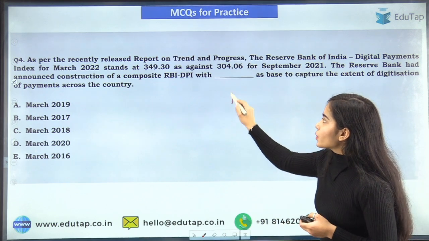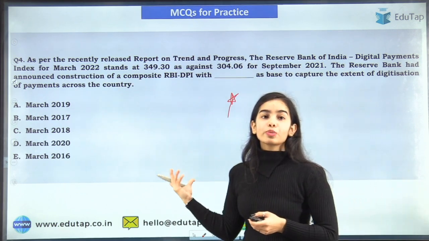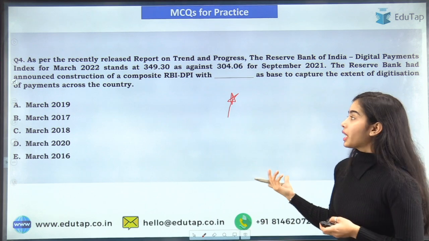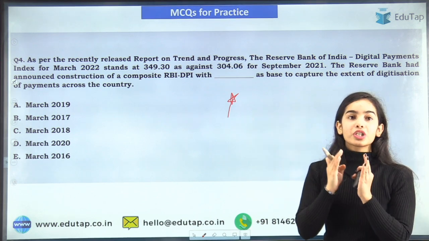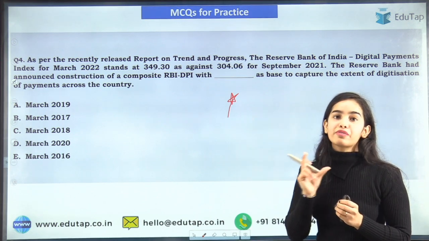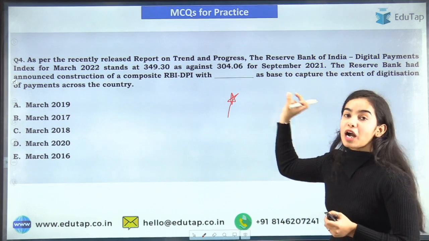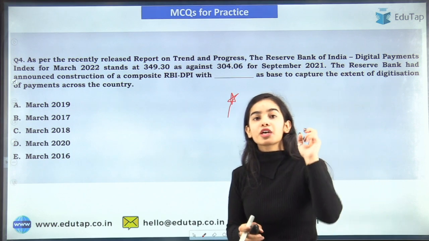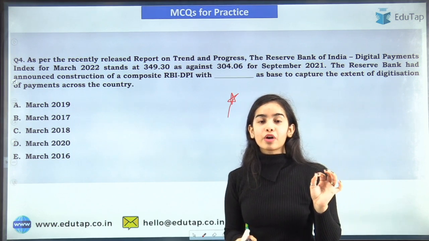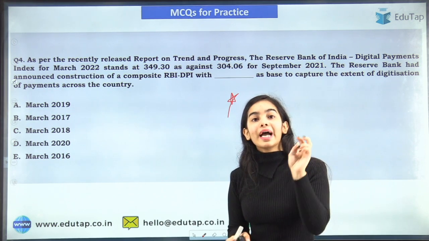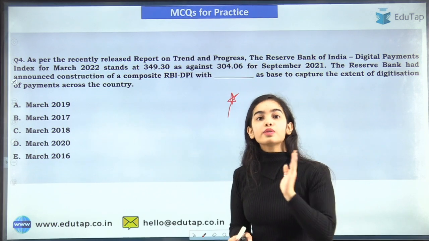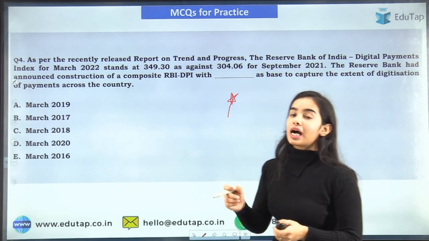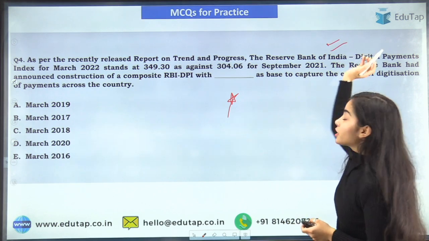So this is the last question that I hope you will be able to easily answer. Okay, so you have to tell which is the base year that we are taking for the Reserve Bank of India digital payment index. So regarding the digital payment index, there were questions in the Reserve Bank of India grade B paper, and in 2 continuous years there were questions regarding the Reserve Bank of India digital payment index.